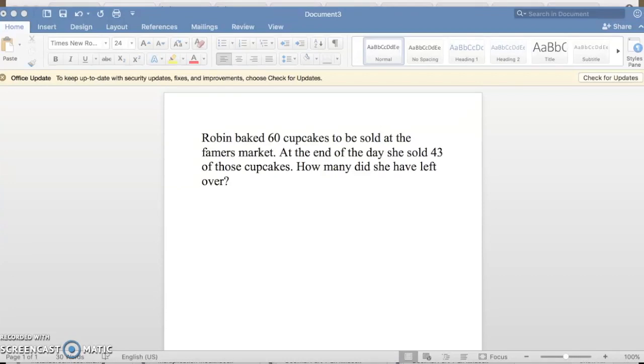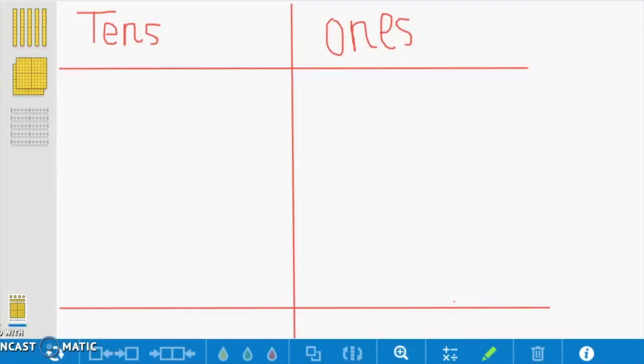Today, we are learning how to do 2-digit minus 2-digit subtraction with regrouping. The problem that we have is Robin baked 60 cupcakes to be sold at the farmer's market. At the end of the day, she sold 43 of those cupcakes. How many did she have left over?